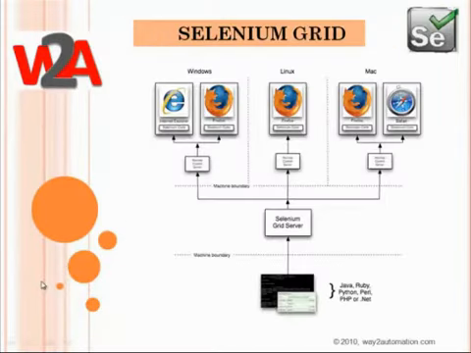Alright, so the last component of Selenium is Selenium Grid. Now what exactly is it? Grid was designed mainly to distribute our test cases to multiple machines. Let's say I have 4 machines in my network, and I want to execute my test case from one machine, and I want that test case to be executed in parallel on different machines, on all 3 machines.